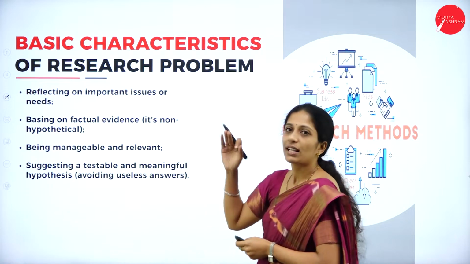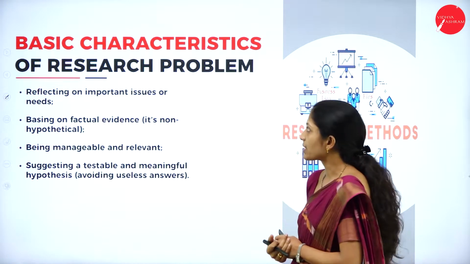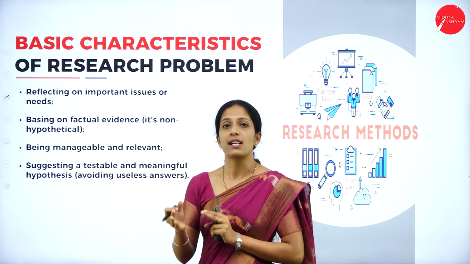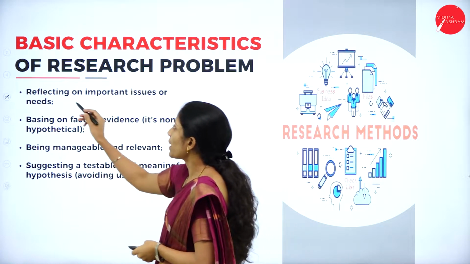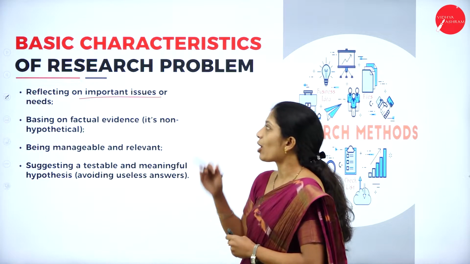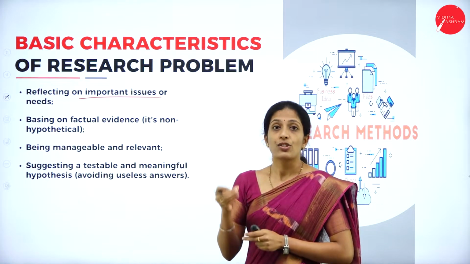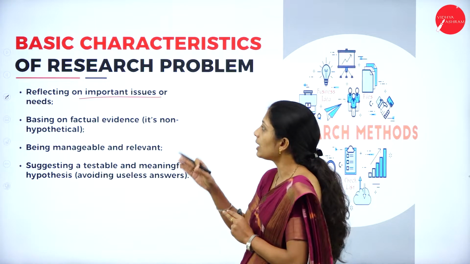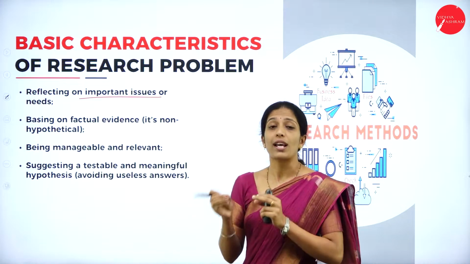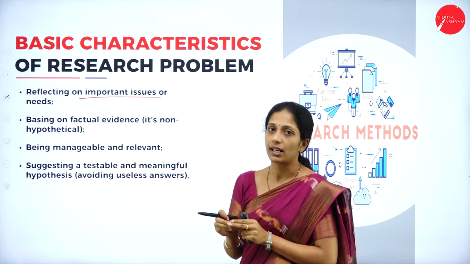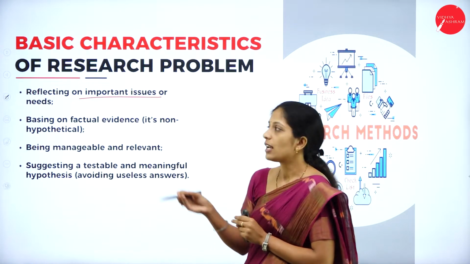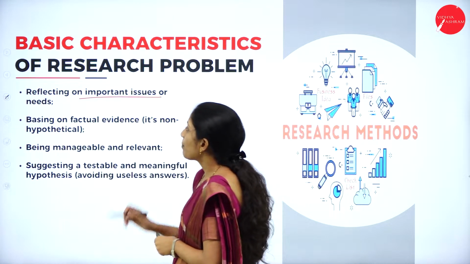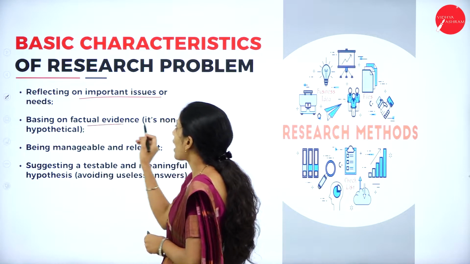Next we shall see what the basic characteristics of a research problem are. So how should the research problem be? What are its characteristics? The first one is reflecting on important issues or needs. So we have to give more importance to important issues, or where more concern has to be given, or where there is more need. On that we have to reflect more. And the next one is basing on factual evidence.